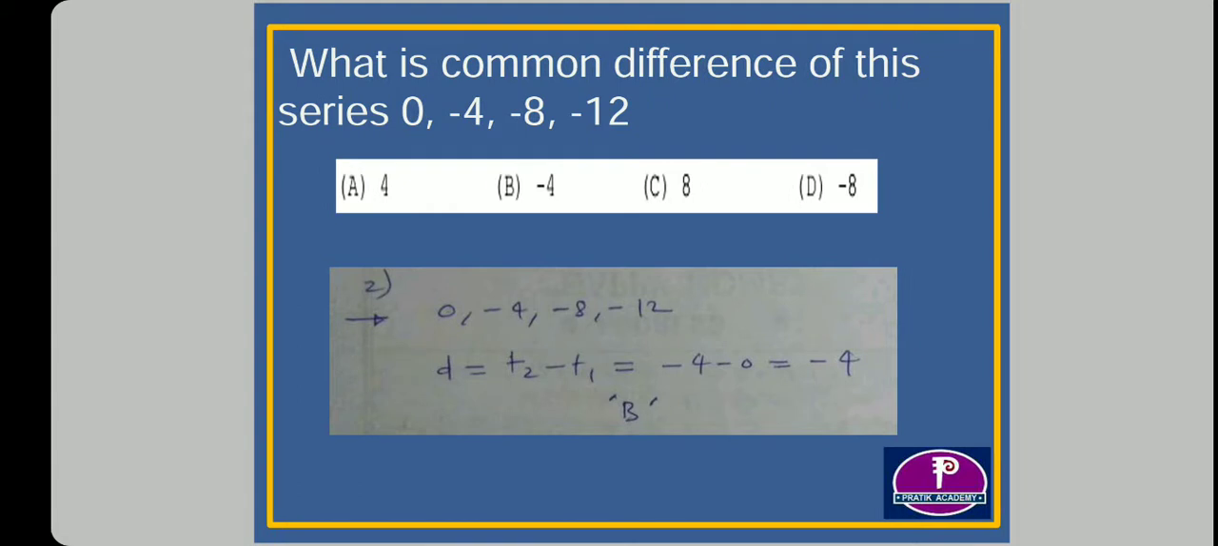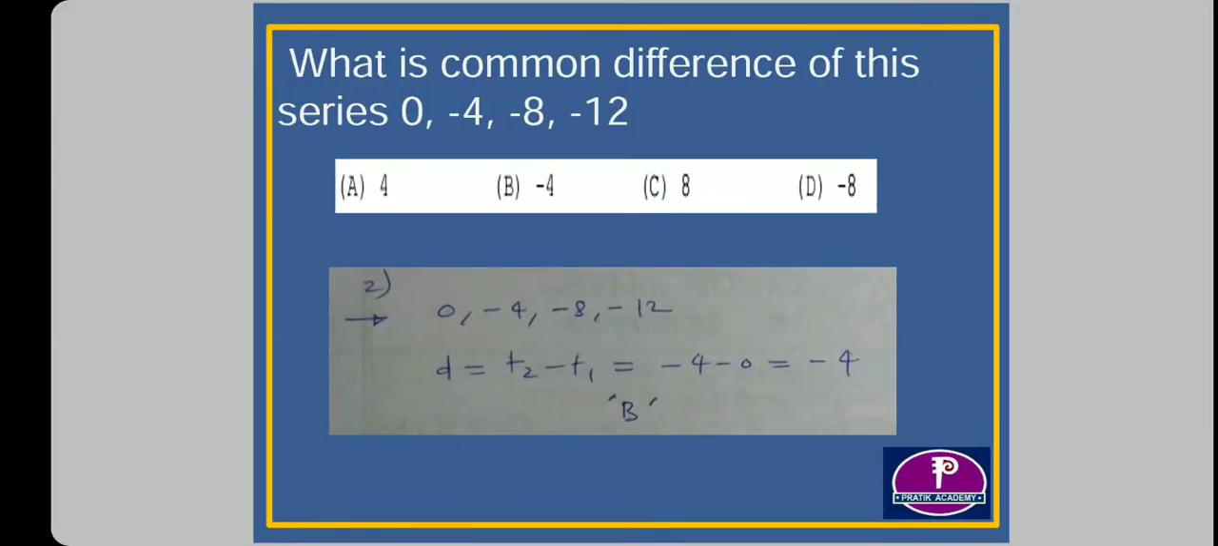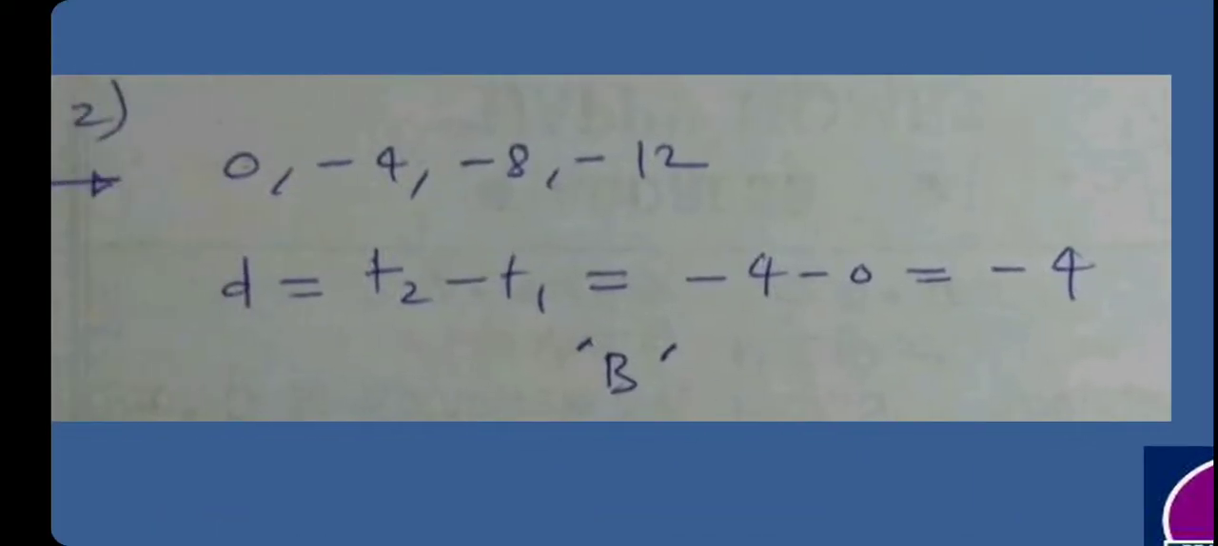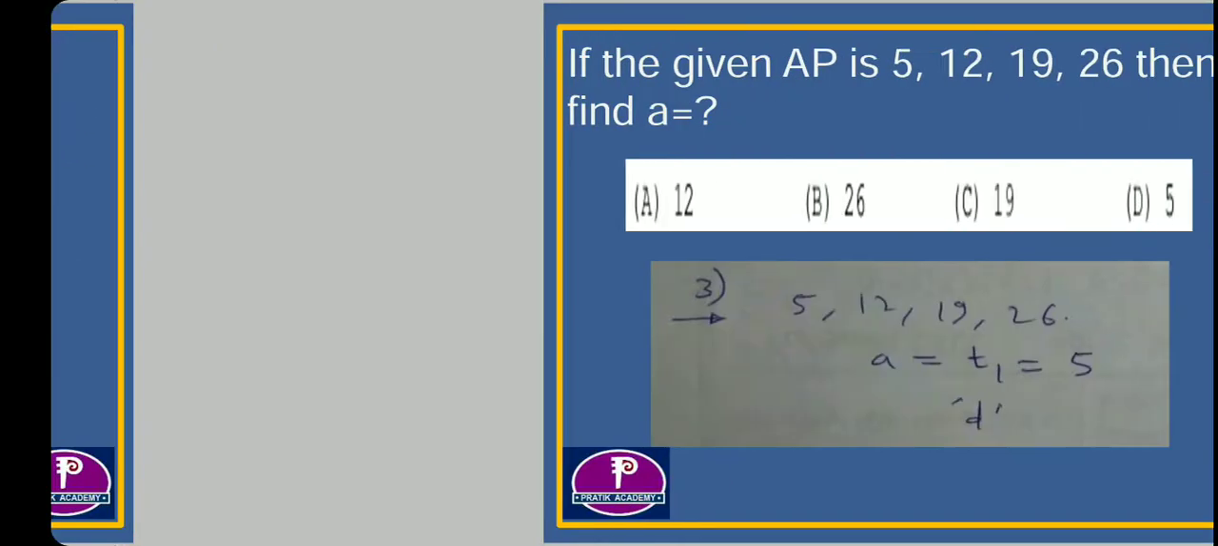Next is again, what is the common difference of the series? The series is given as 0, minus 4, minus 8, minus 12. So again common difference is t2 minus t1. So here t2 is minus 4, t1 is 0, so we will get D as minus 4. So option B is correct one.